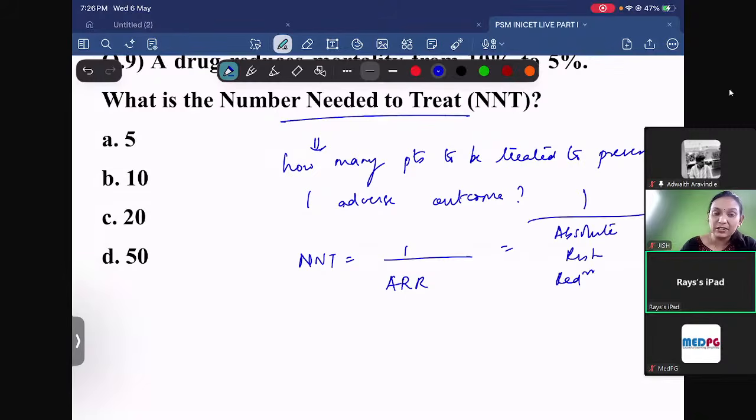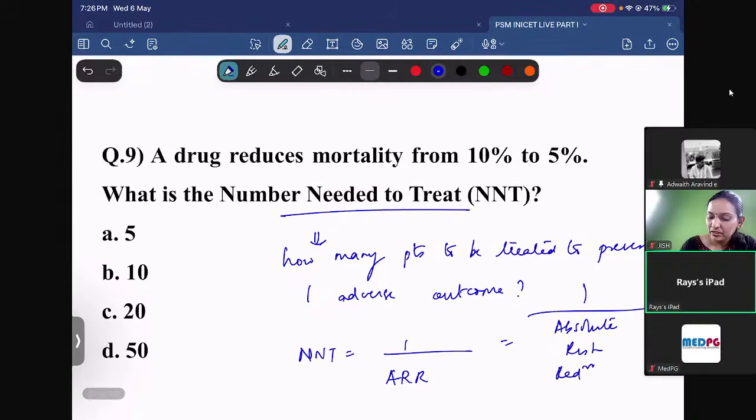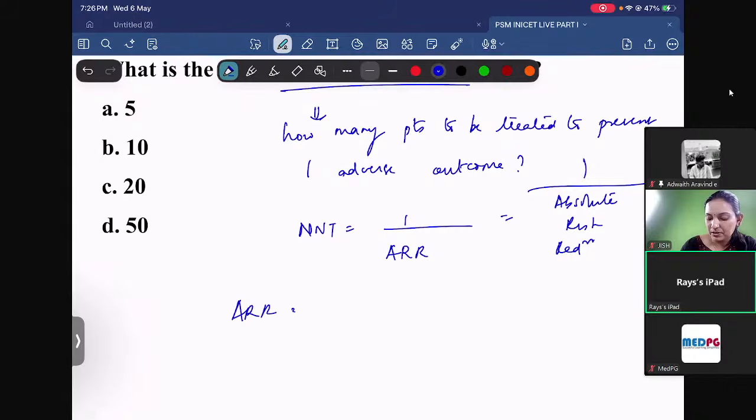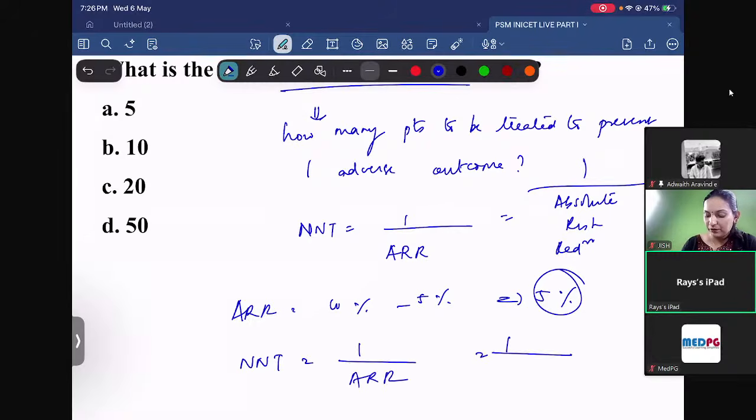Here we'll just calculate and then we'll move on. Here they've given you that a drug reduces mortality from 10% to 5%. So what is ARR? ARR is nothing but absolute risk reduction, that is 10% minus 5%, which gives you 5%. So here the ARR is 5%. Now they've asked you to calculate the NNT. I told you NNT is 1 by ARR, that is 1 by 5%, which is 0.05. 1 by 0.05 will give you 20. So here the answer is 20. I hope that is clear to you.